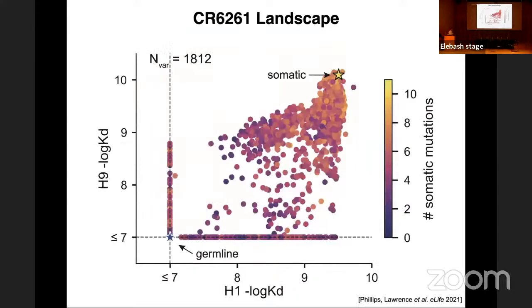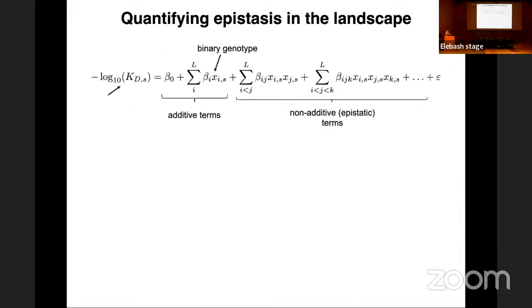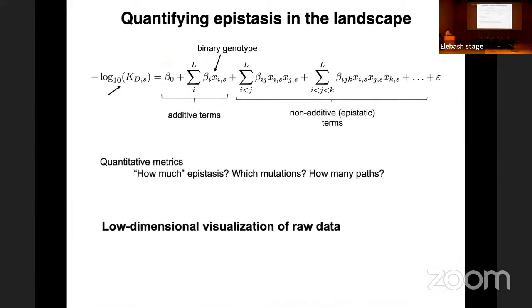In contrast, when you do 6261, you see this very strikingly different landscape, where it looks like you can gradually get affinity to both. So we can quantify this landscape in various ways. You can model the KD in terms of the binding affinities, in terms of orders of interactions and epistasis. What I'm going to show instead is a low-dimensional visualization method that postdoc Thomas Dupic in my lab identified.